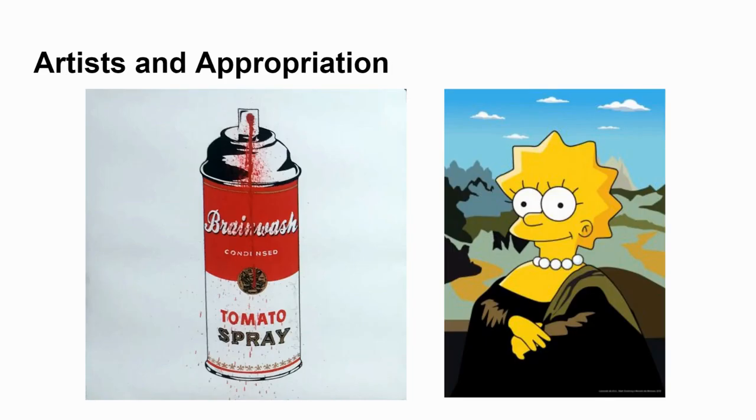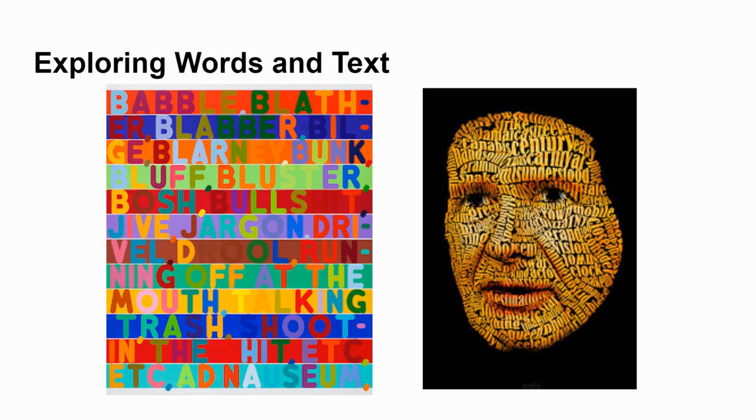Artists use appropriation, really taking two things and putting them together. Like this really would be an Andy Warhol Campbell's soup can and turning into a spray can, or the Mona Lisa, well, Lisa Simpson. So putting those two things together, having two ideas and combining them together. And you might be like, that could be a copyright infringement, maybe with the Mona Lisa, but you get the idea of how artists appropriate.